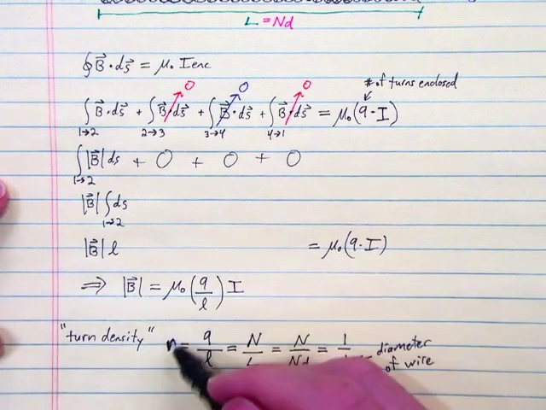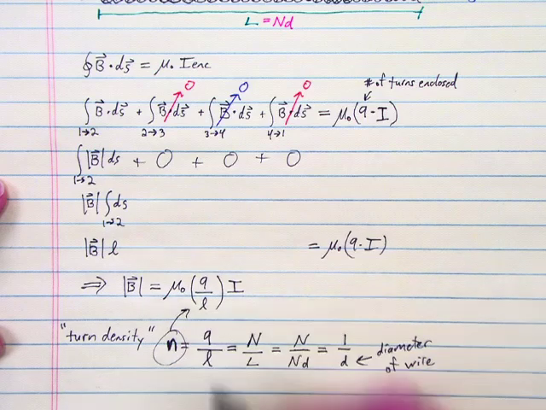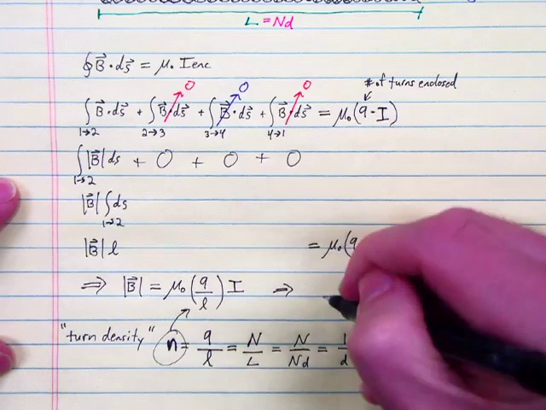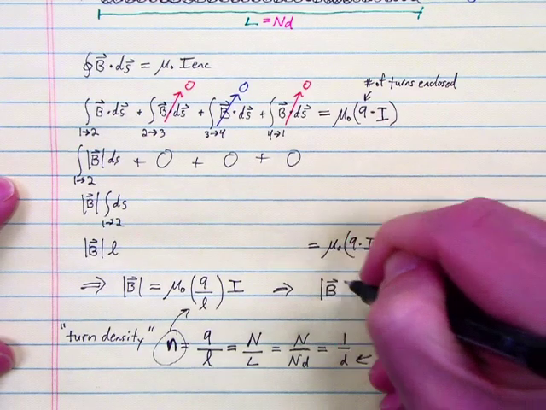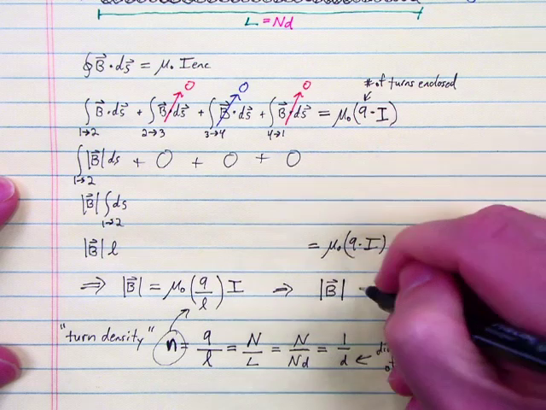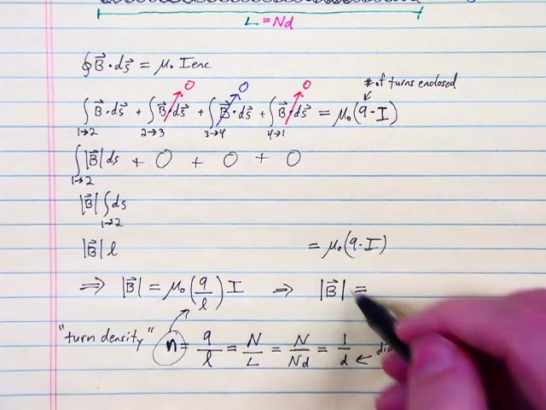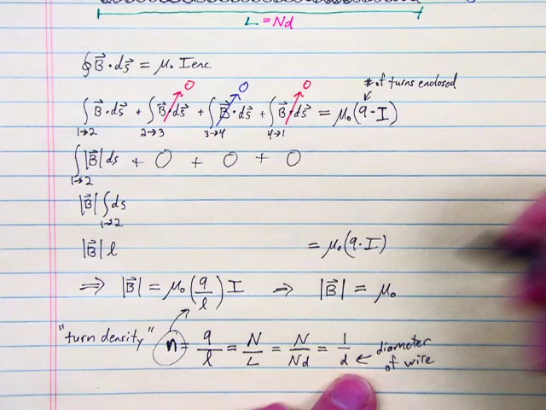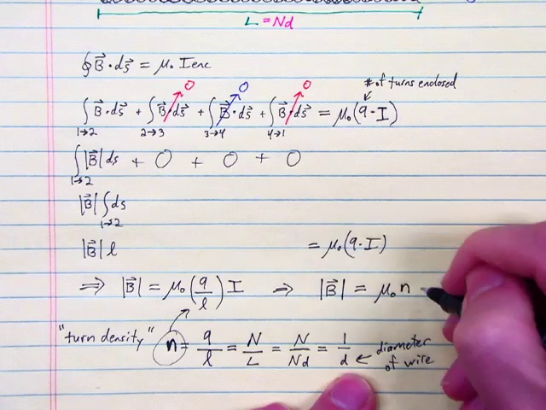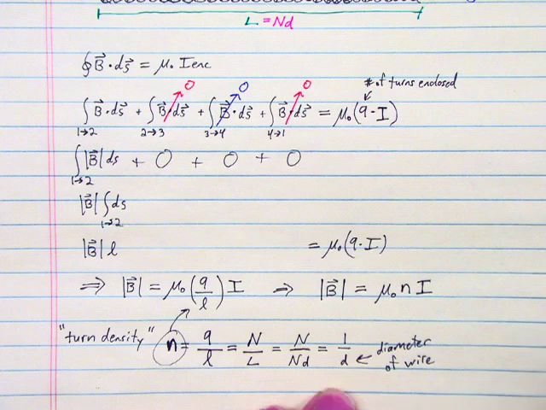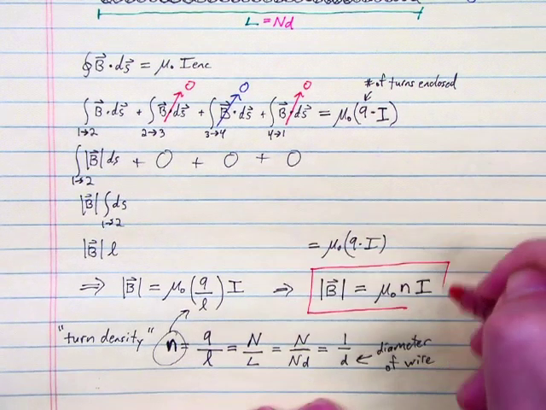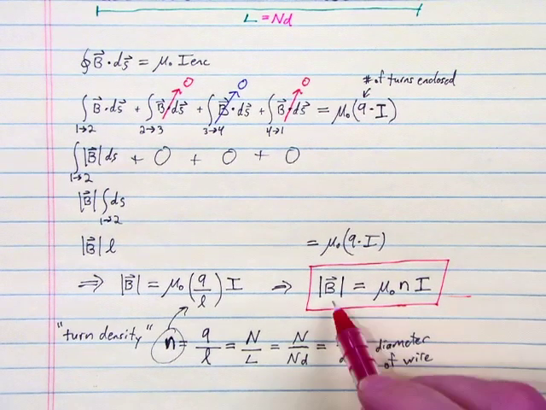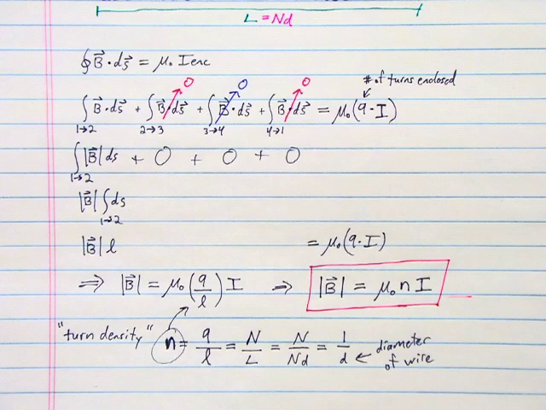So this value is exactly what's appearing there in this equation, leading us to the expression we really want: the magnitude of the magnetic field equals mu naught times the turn density, little n, times I. Popularly known as the Bunny equation, B equals mu naught n I, the Bunny equation, right there.